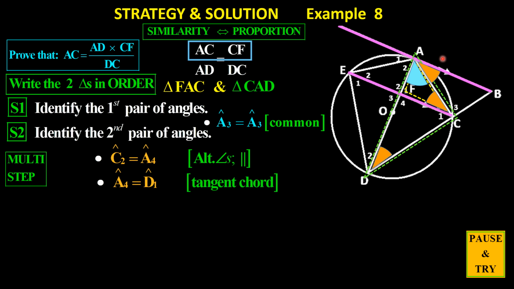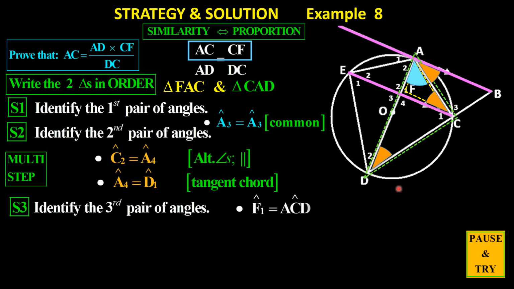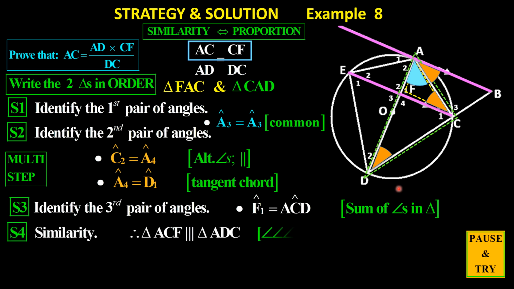Third pair, just easy. We can see we still have angle F1 equal to angle ACD, and the reason is sum of the angles of a triangle. Therefore, the two triangles are similar. So I have ACF similar to ADC, and that's angle, angle, angle. Once we have the similarity, we can get the proportion: first two over the first two, the last two over the last two, the first and the last over the first and the last. Easy.